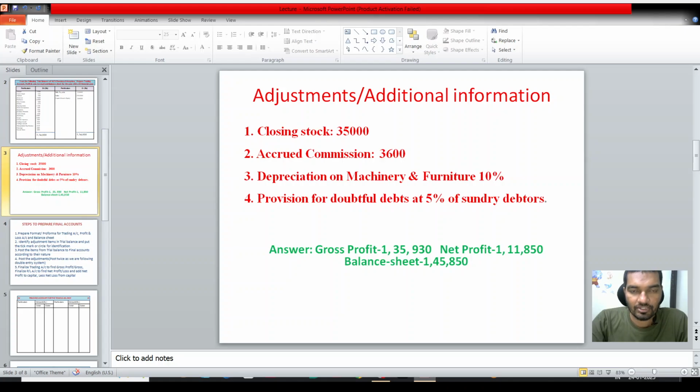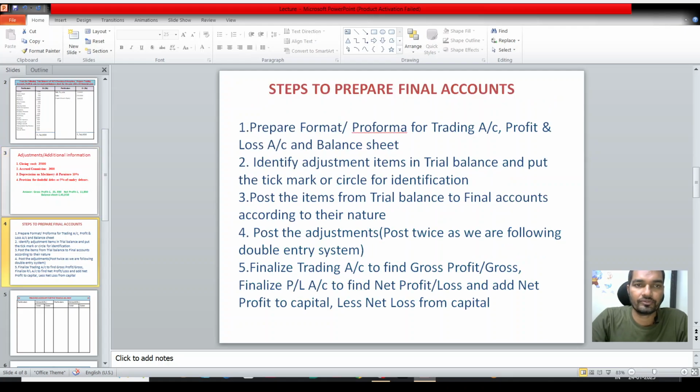The first adjustment is closing stock. Second adjustment is accrued commission. Third one is depreciation on fixed assets. Fourth one is provision for doubtful debts. This is a new adjustment for that, and we are going to discuss the simple steps we have to follow while preparing the final accounts.